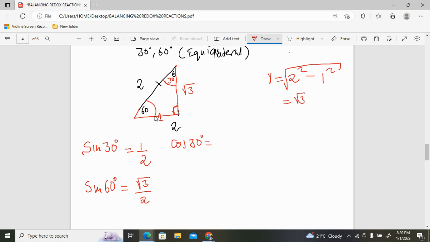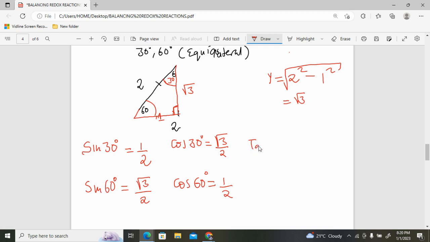We can see cosine of 30. Where is 30? 30 is here. Cosine is given by adjacent over hypotenuse. And the adjacent to 30 is this side. The hypotenuse is here. So this is going to be square root of 3 divided by 2. And then cosine of 60 is also going to be given by adjacent over hypotenuse. Now adjacent here we can see to 60 is a 1, hypotenuse is a 2, so that is going to be 1 over 2.